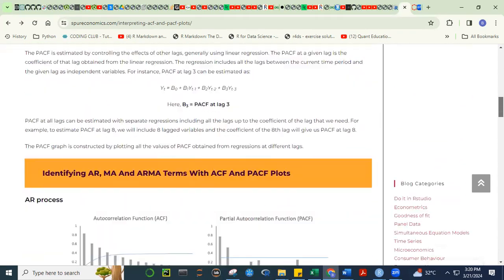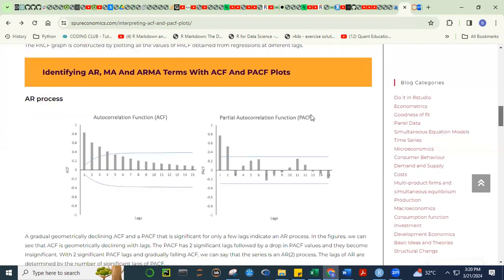So let's take a look at this. Identifying AR, MA, and ARMA terms with ACF and PACF plots. Notice, class, our ACF is geometrically declining. This means the correlation between our time series and its lag 1 is very high, around 0.80 something plus. Lag 2 is still high, lag 3 still high, lag 4 still high, and then it decays slowly. Geometrically declining.